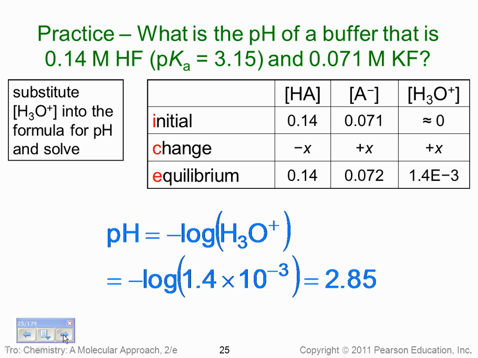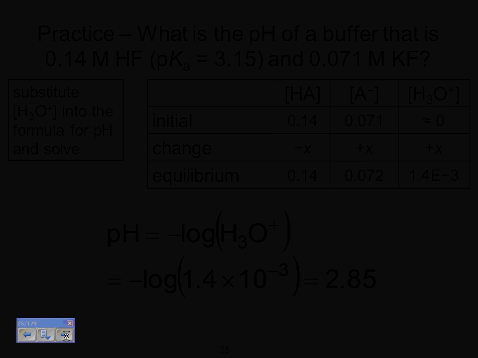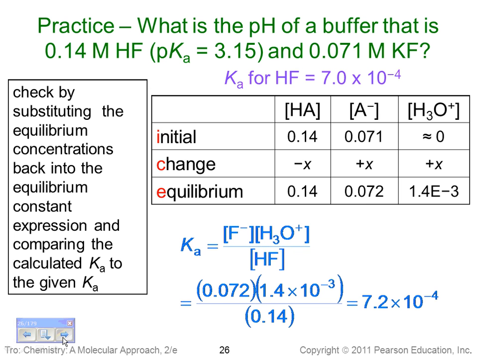2.85. And that's what I solved for most people. If you want to check, then you plug all those equilibrium values back in and see if I get the original Ka, 7.2 times 10 to the minus 4. So that's how you solve it.